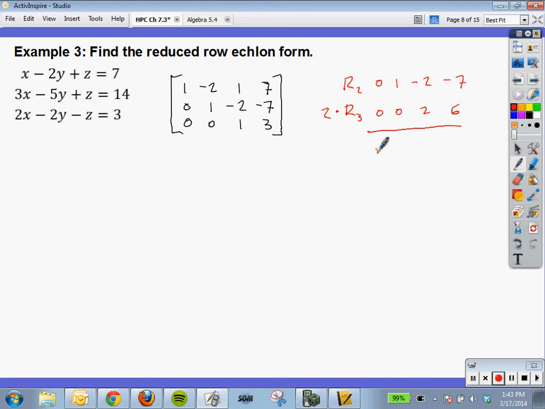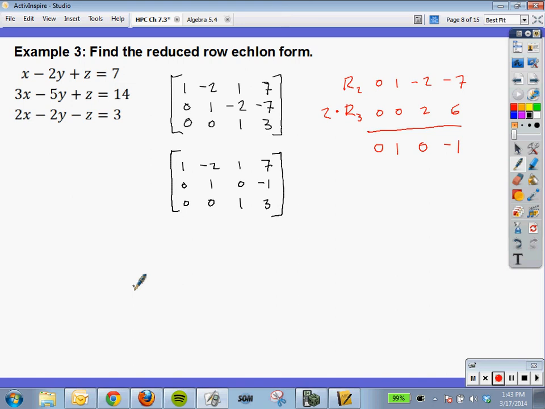And we add straight down, we have a 0, 1, 0, -1. And I'm going to replace row 2 with that new row. So we have 1, -2, 1, 7. And we have a 0, 1, 0, -1. And then we have a 0, 0, 1, 3. So right now I can look at this form of the matrix and say, oh, y is equal to -1 and z is equal to +3. Now I need to figure out what x is equal to.